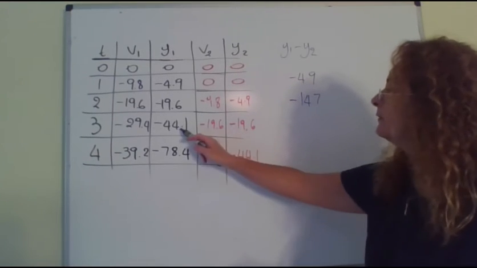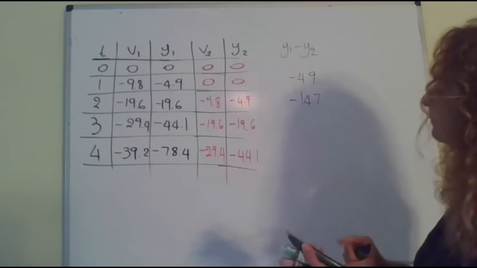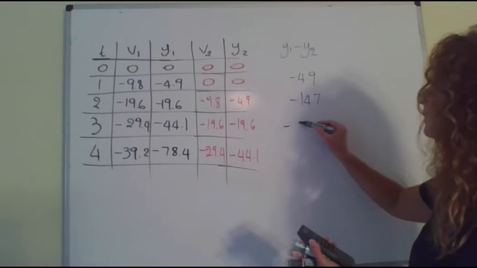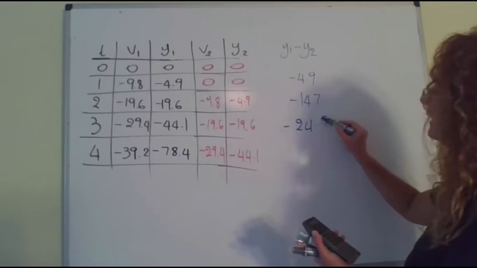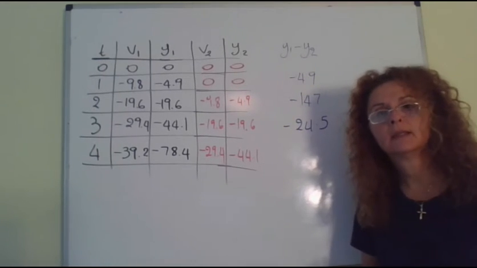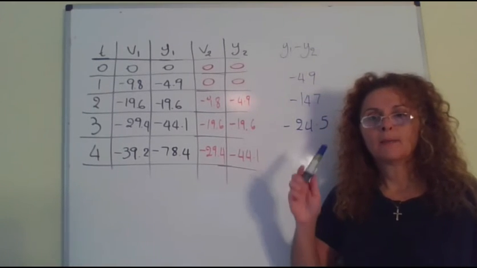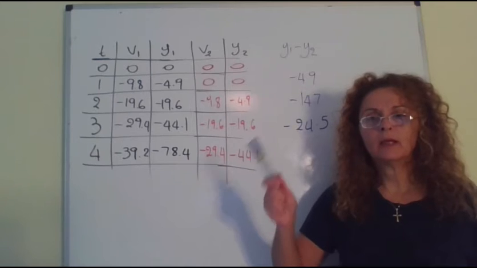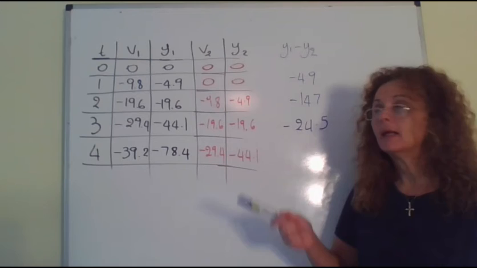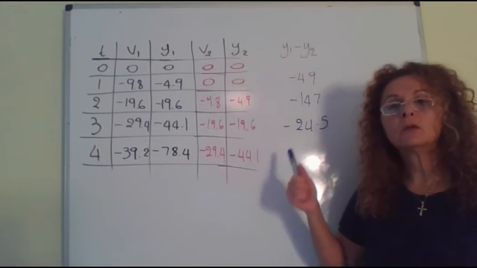What about here? What's the difference between these two positions? 44.1 minus 19.6, it's 24.5. So what do we see about their positions? Do they stay the same? They speed up in the same way. Their velocity changes in the same way. Their position changes in the same way for each one of them separately, but their distance, their in-between distance, increases.